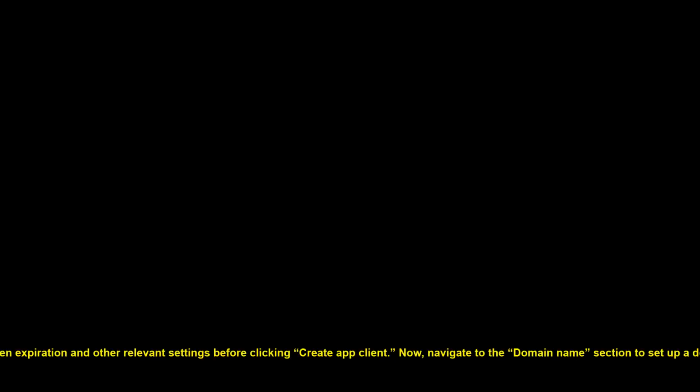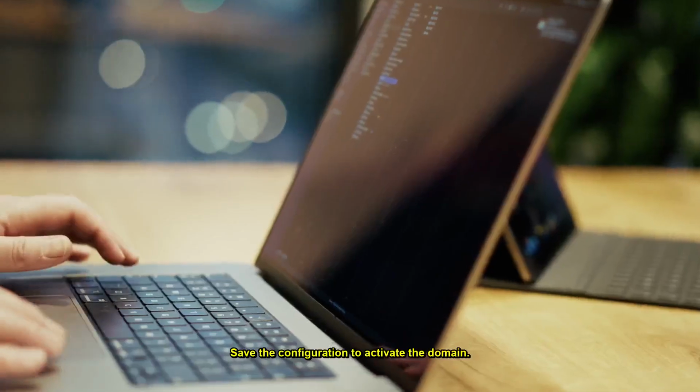Now, navigate to the domain name. Choose either a custom domain or use the Cognito provided domain. Save the configuration to activate the domain. Next, head to the User Pool Triggers section and set up any necessary triggers, like pre-sign-up or pre-authentication.